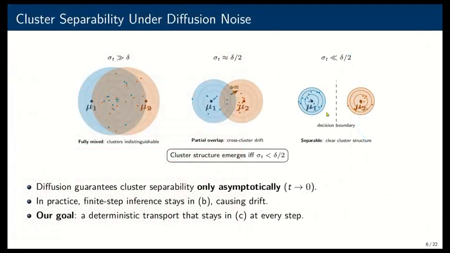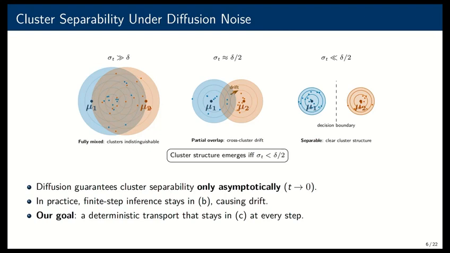This picture shows the problem. When the noise is large, clusters are mixed. Only when noise is very small, the boundaries are clear. We want to keep clusters clearly separate at all steps.